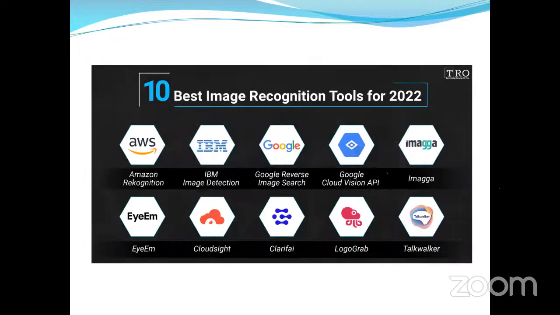And we have certain tools for image recognition. We have Amazon, IBM image recognition, Google image search, and Google Cloud Vision API. We have Imega. These are some of the tools which we can download and use, and you can give your image and get your output. And if you want to create your own image recognition system, the previous slides have told you a lot of algorithms you can apply, and you can create your own image recognition tool. Okay.